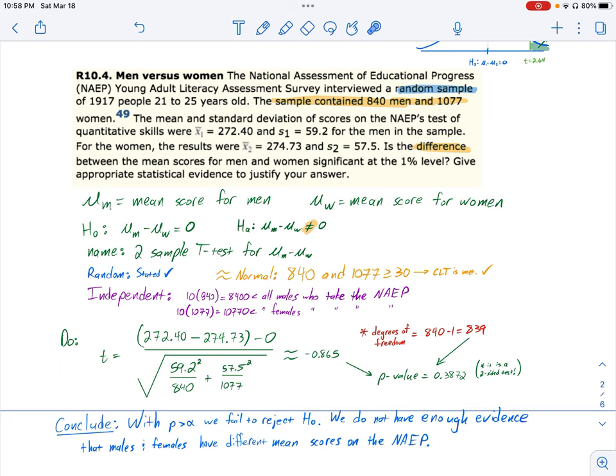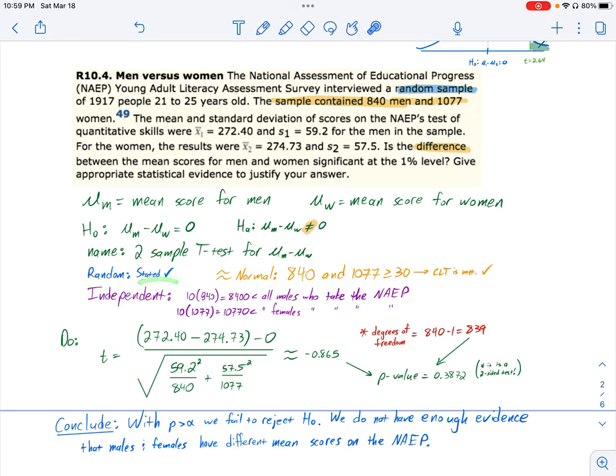So we're doing a full test. I identified my variables with subscripts, M for men, W for women. The null is that there's no difference when I subtract them. Now the alternative here is that they're not equal. It did not say are men greater than women or are men less than women. It just says, is there a difference? The name of it is a two-sample t-test for the difference of the means.